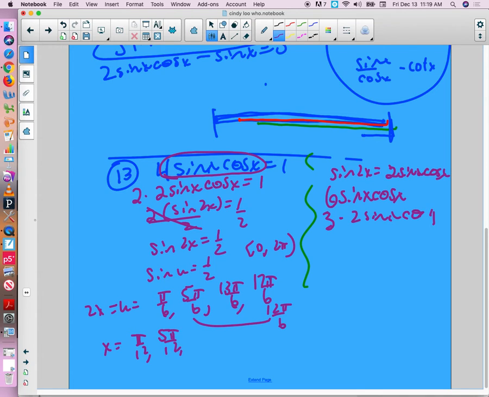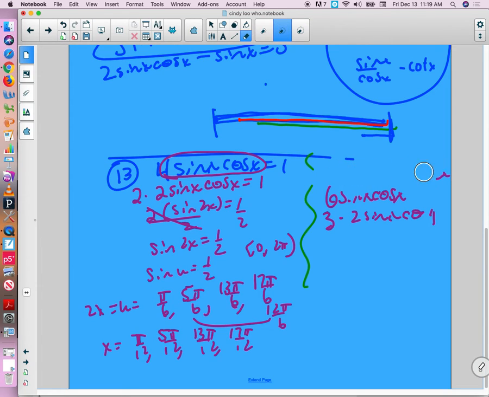Bella? Question? I thought that the stuff on the other side of the green was part of that problem. No, I drew that green squiggly line just so I could talk over there on the other side. So you want to try to get it to sine 2x. If you have sine x cosine x, 2 sine x cosine x, you like sine 2x.